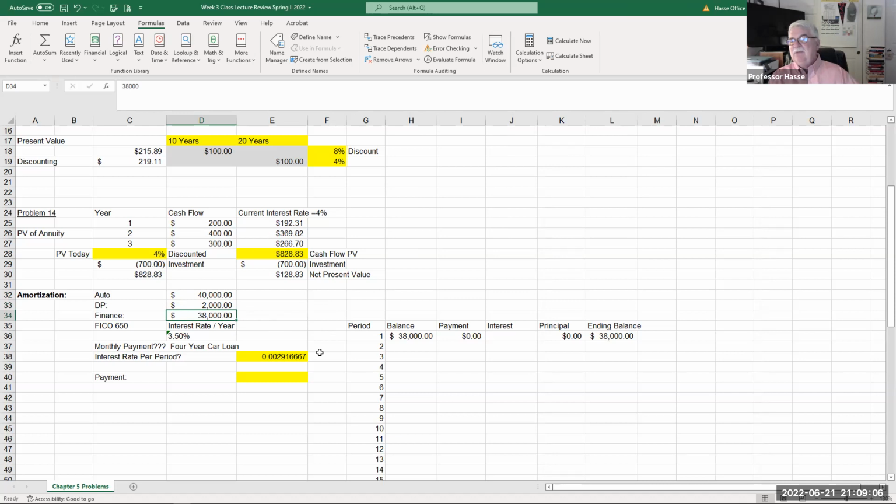I run my Fico score, and my Fico score is 650. Everybody know what the Fico score is? It's your credit rating. So at a 650 Fico score, I can get a loan of 3.5%. Not bad. So I can borrow this $38,000 and pay it back over 4 years every month. That's 48 payments with an interest rate annually at 3.5%. What is going to be my payment on this loan?